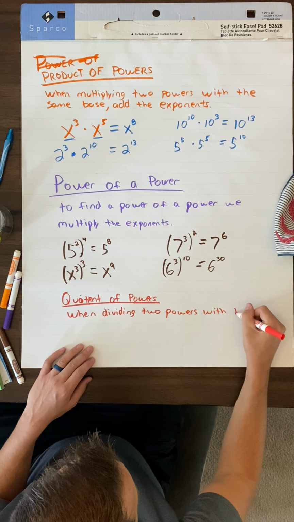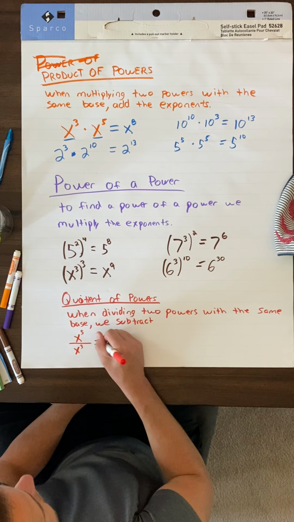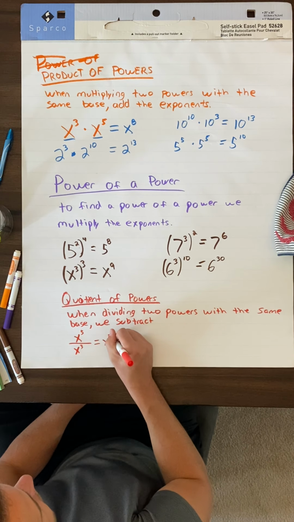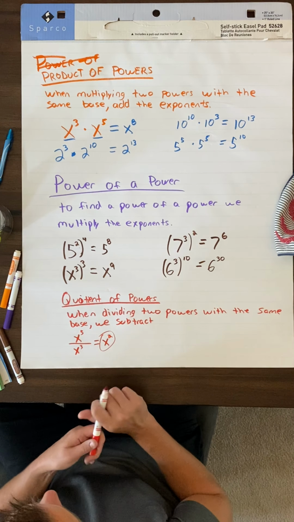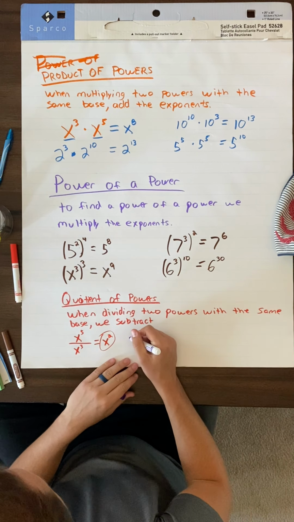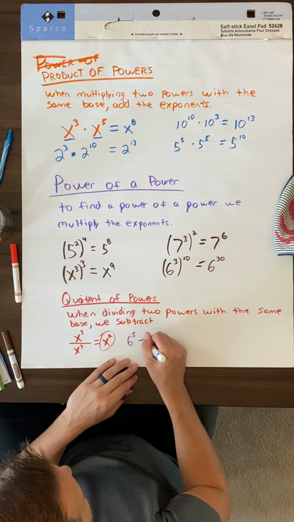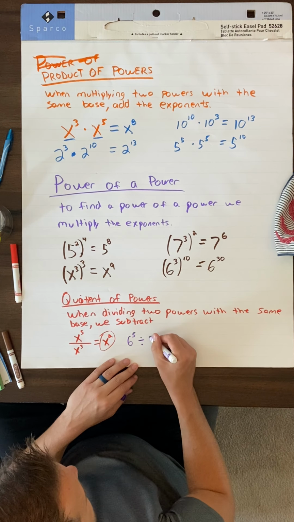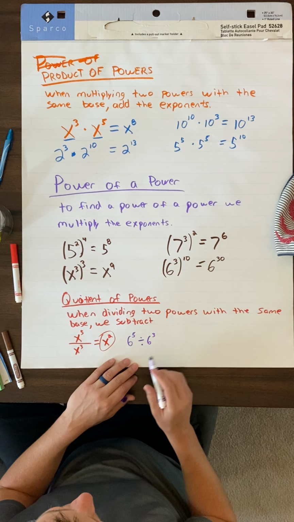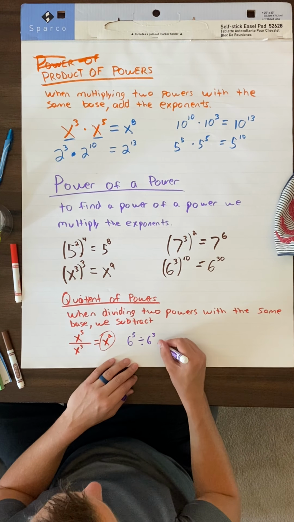For instance, x to the 5th power over x to the 3rd power. They have the same base of x. 5 minus 3 is 2, so that's going to be x squared. Six to the 5th power divided by 6 to the 3rd power. So this is a division problem, so we know we're going to subtract. 5 minus 3 is 2.